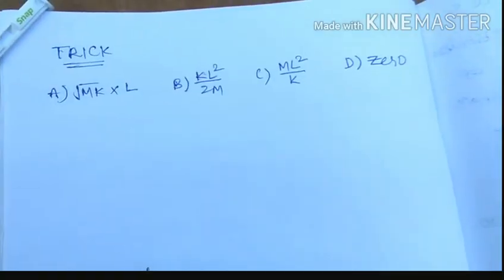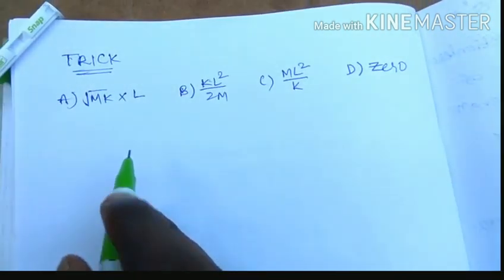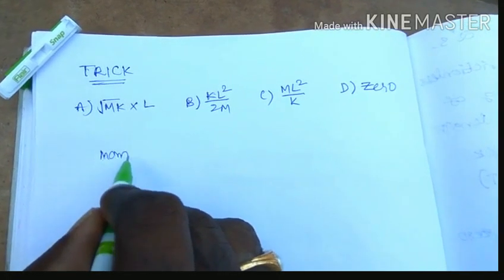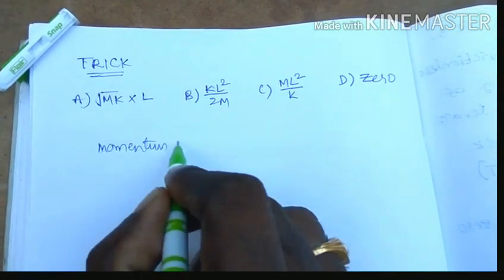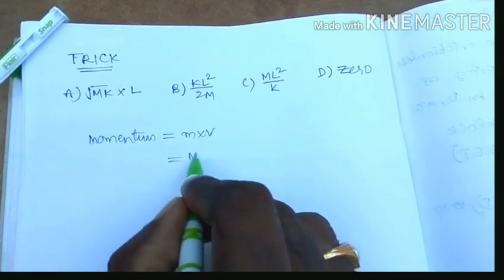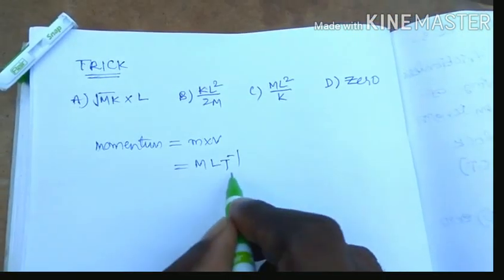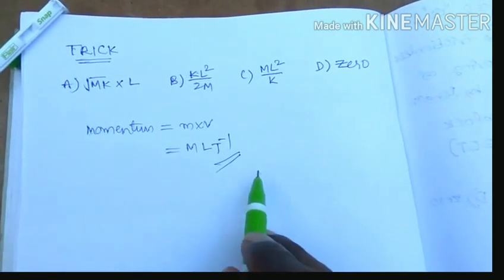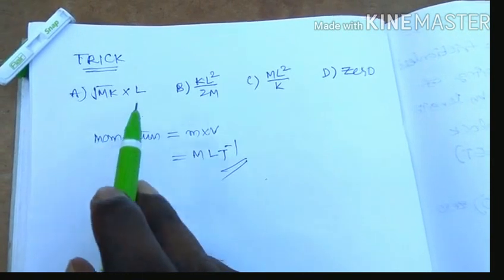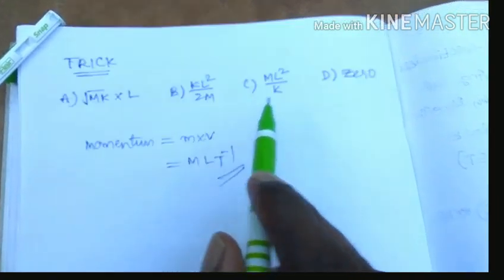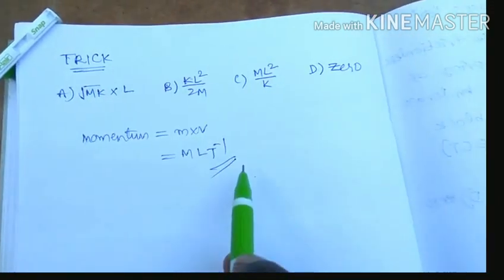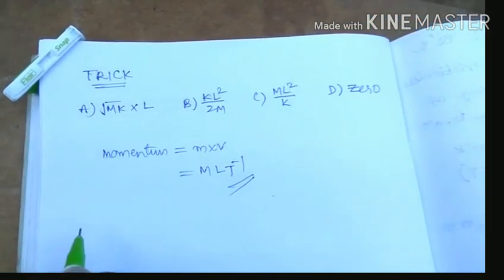Now coming to the trick. What they are asking is the maximum momentum. So the dimensional formula for momentum, from the formula mass into velocity, we can write as MLT minus 1. So this is the dimensional formula for momentum. Here the four options are there. We have to check the dimensional formula for option A, option B, option C and option D. Whichever dimensional formula is equal to MLT minus 1 is our answer. Let us check.